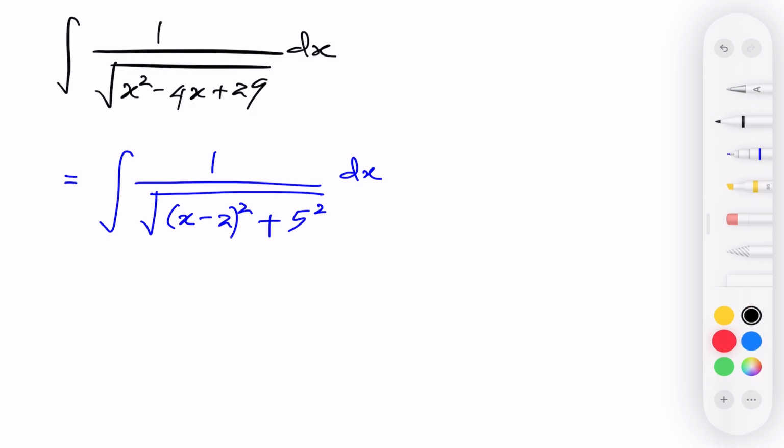Now it's very straightforward what the substitution is. We look at this term x minus 2 squared and write the substitution as x minus 2 equals, and then we look at this term 5 squared and write 5 tangent theta. Then we need to differentiate both sides of the substitution. Then we get dx being equal to 5 secant squared theta d theta.